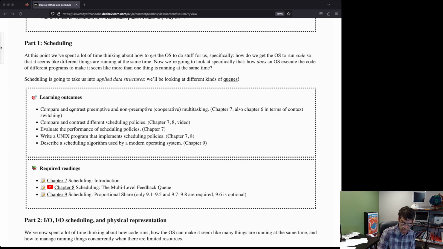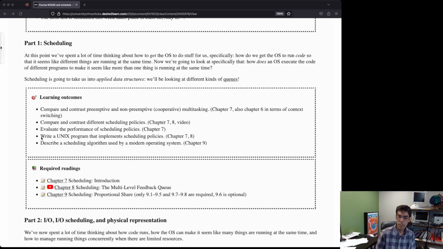Evaluate the performance of scheduling policies is related to compare and contrast different scheduling policies. Those, again, were on the test, as you know. Those are not likely to be on the final exam. It's possible, since this is going to be a cumulative final exam, but you can make a judgment about something not really being as important or as heavily assessed in the final exam if you've already seen it on the term test.